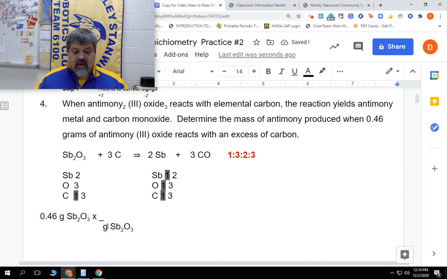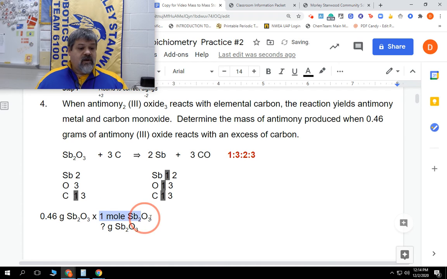And we got to figure out what is the grams that goes there. Now that's the molar mass, because we have to get to the number of moles. So on top, we're going to put 1 mole of antimony 3 oxide, and we can get rid of the grams.